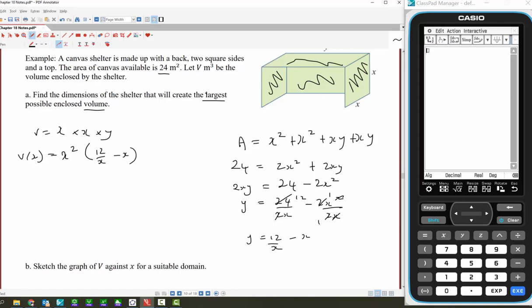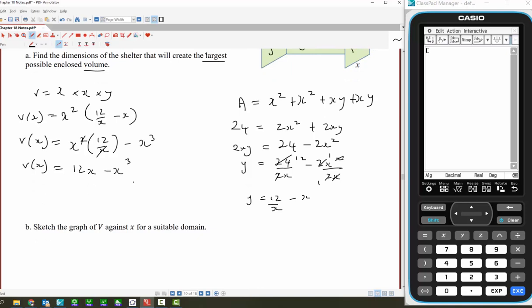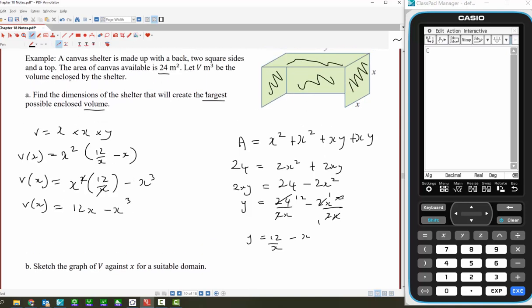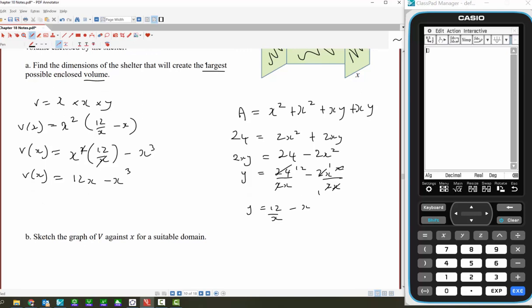All right, so find the dimensions of the shelter that will create the largest possible enclosed volume. So I'm going to go v of x equals x squared times 12 over x, take away x cubed. So v of x equals 12x, take away x cubed. All right, so we've got our volume function, and the best thing to do is to try and picture what this might look like. So sketch the graph of v against x for a suitable domain.